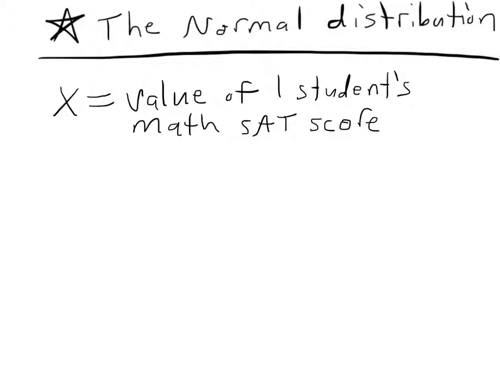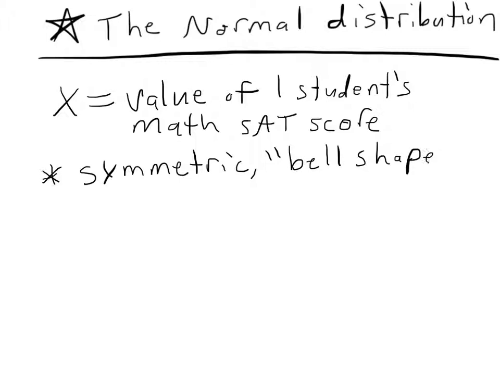A normal distribution is going to look symmetric and bell-shaped, and it's centered at the mean. So those are the key properties here. If something is normal, it's going to be symmetric. It's going to be bell-shaped, and I'll draw the picture so we can see what that means. And it's going to be centered at the mean.